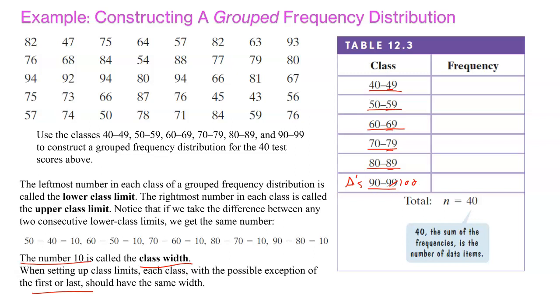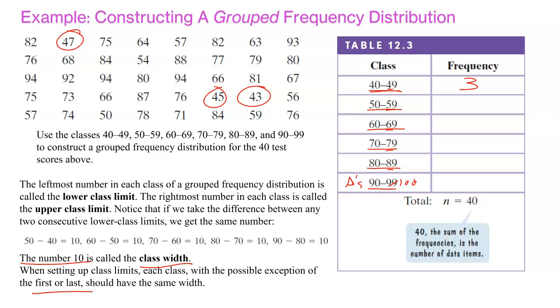We're going to look at how many students have scores between 40 and 49. So I see I've got a 47 and a 45 and a 43. Anything else in the 40s? Did I miss anything? No, that looks good. So I've got a frequency of 3. So instead of listing those individually, I list them as a group, anything from 40 to 49.